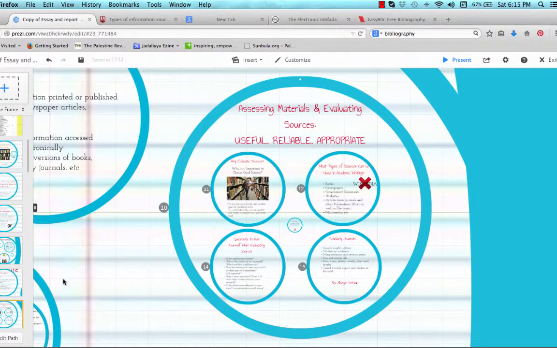So, assessing materials and evaluating sources. Simply, when you find your website, or when you find your books, or when you find your electronic journal like Jadaliyya, how do you know if this material is useful? Simply, how do you evaluate it? Is it a good source? And I hate using the word good, but it's appropriate. Or is it not such a good source for your specific topic that you are researching?